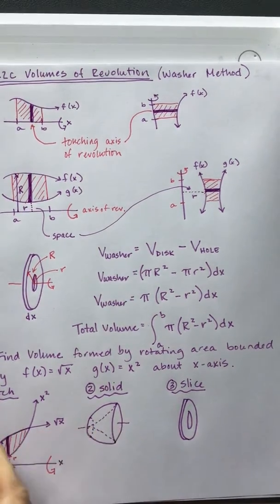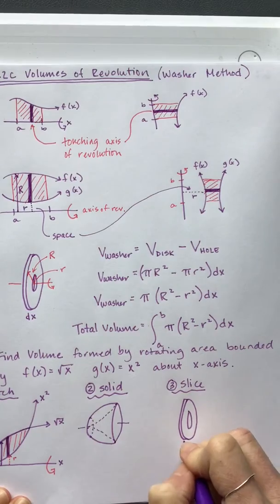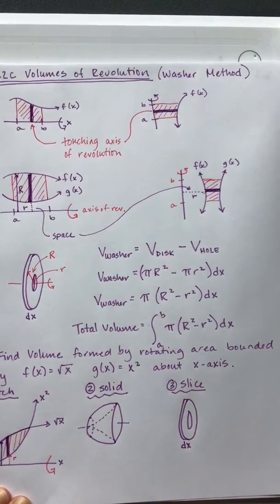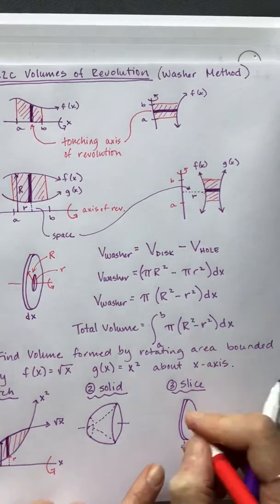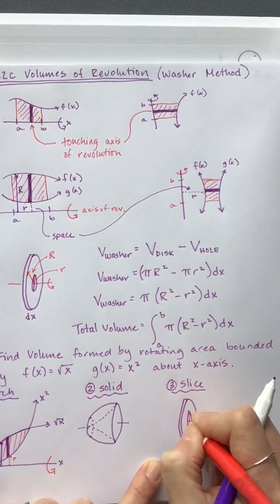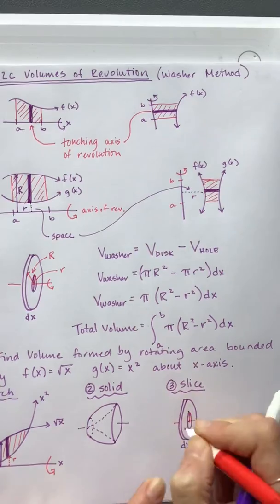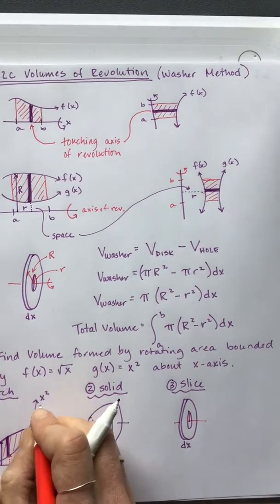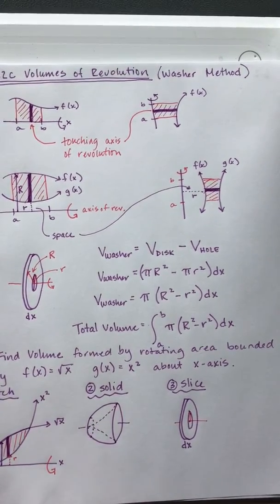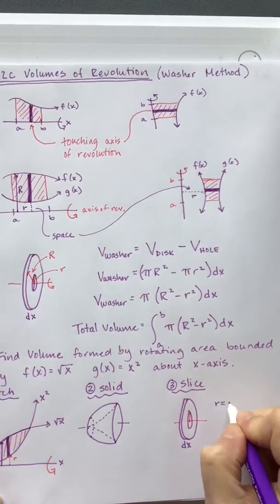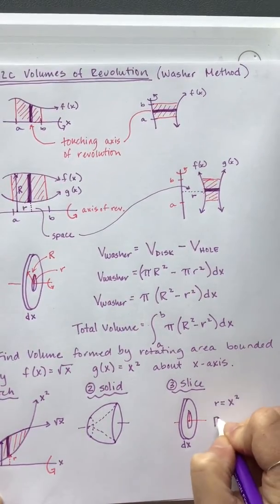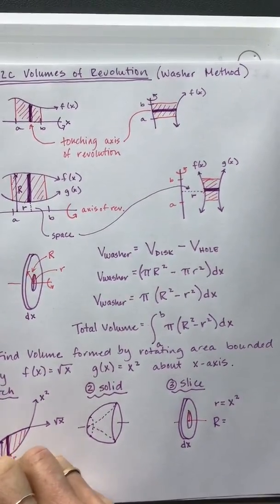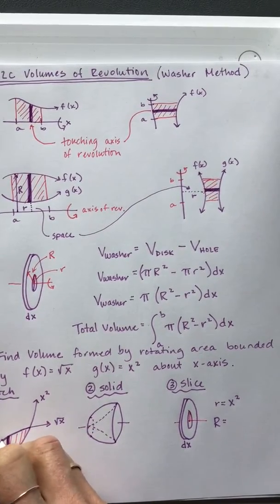And we're doing it in the x direction. We're taking those slices in the x direction, so our width is the dx. Our little r goes from the axis of revolution up to that first function, and that first function is x squared. So little r equals x squared, and big R goes from the axis of revolution, or the x-axis, up to root x.